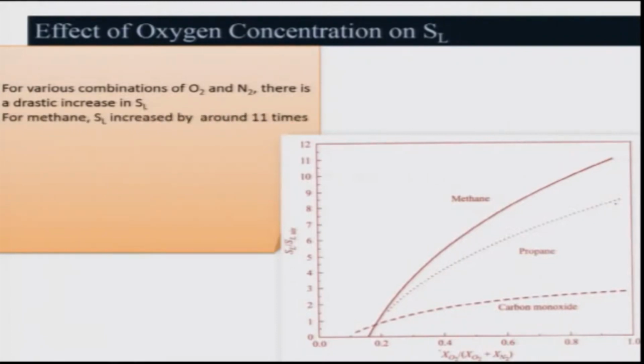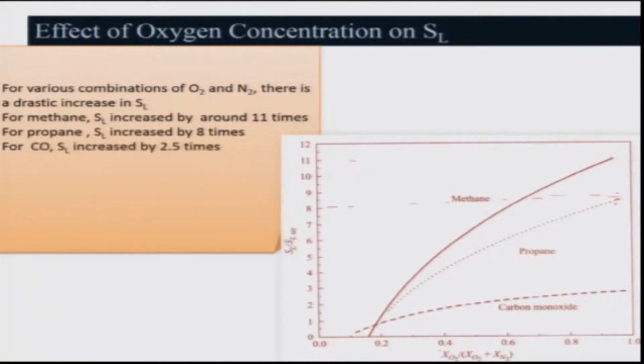And for methane, the SL burning velocity is increasing around 11 times, whereas for propane the laminar burning velocity increases around 8 times. And for carbon monoxide the laminar velocity increases by around 2.5 times. So, the question is what is the reason for this change?